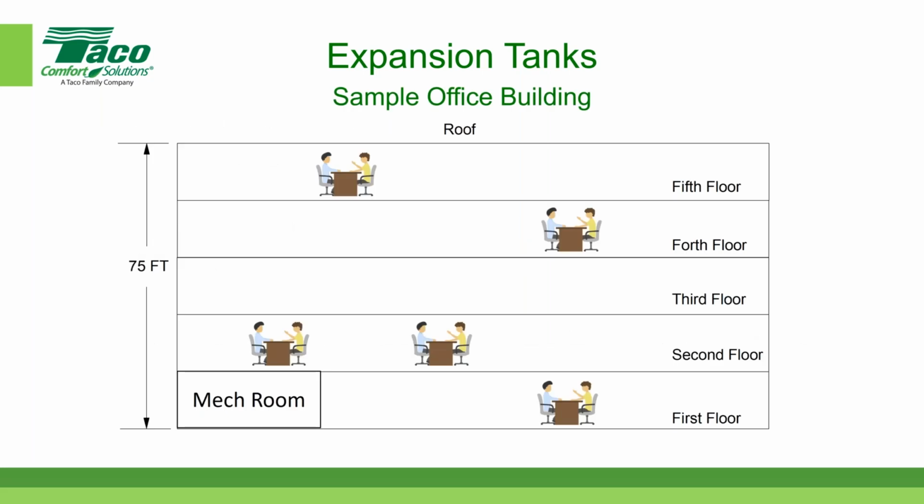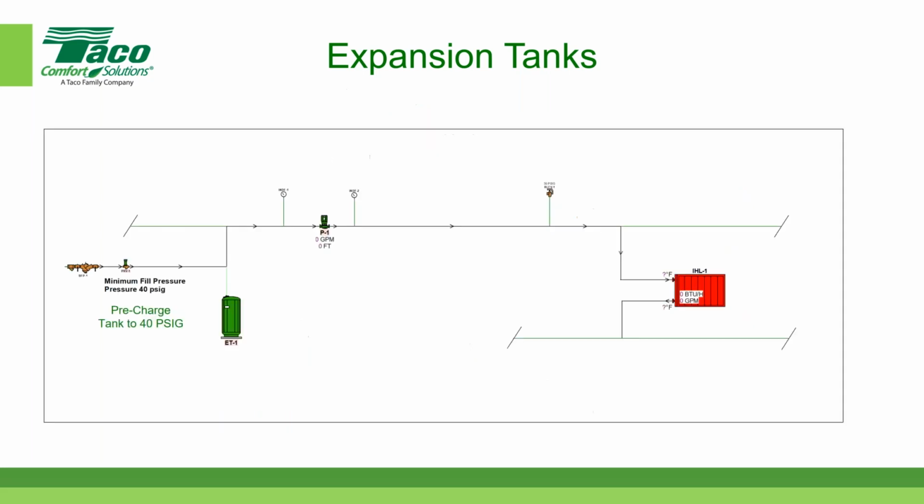Just a reminder, our building is 75 feet tall. Our pressure at the top is 7.5 pounds. That 75 feet translates into 32.5 pounds plus the 7.5. So I'm going to have 40 pounds at the bottom of the building. So there I am. Now you can see the minimum fill pressure is 40 pounds per square inch gauge. It's also known as the precharge for the tank.